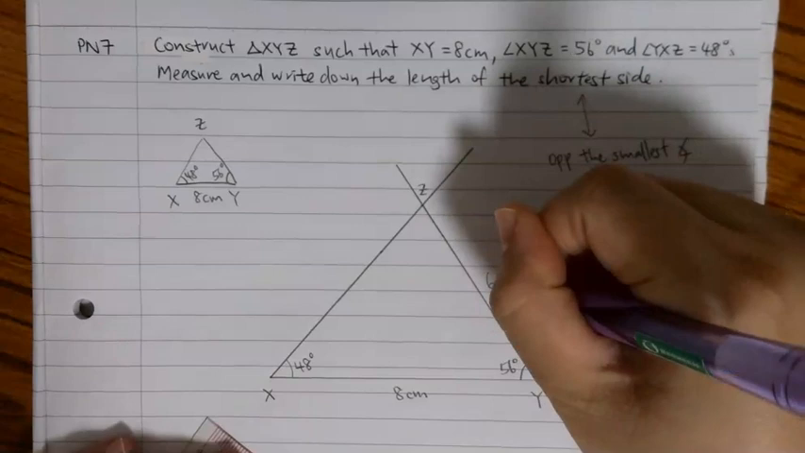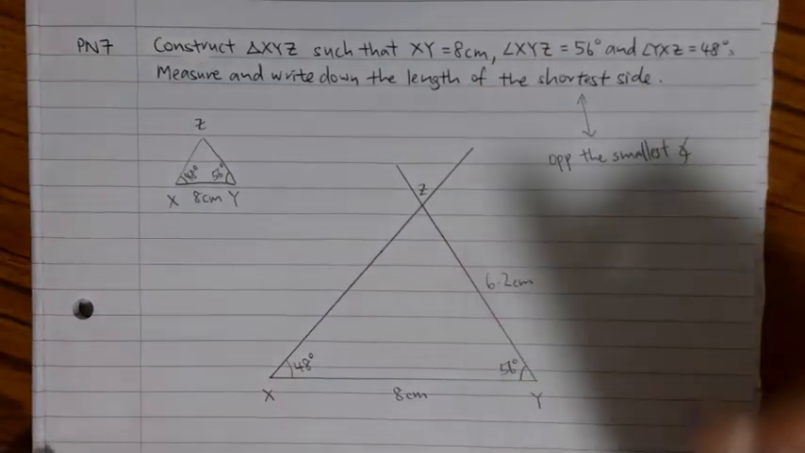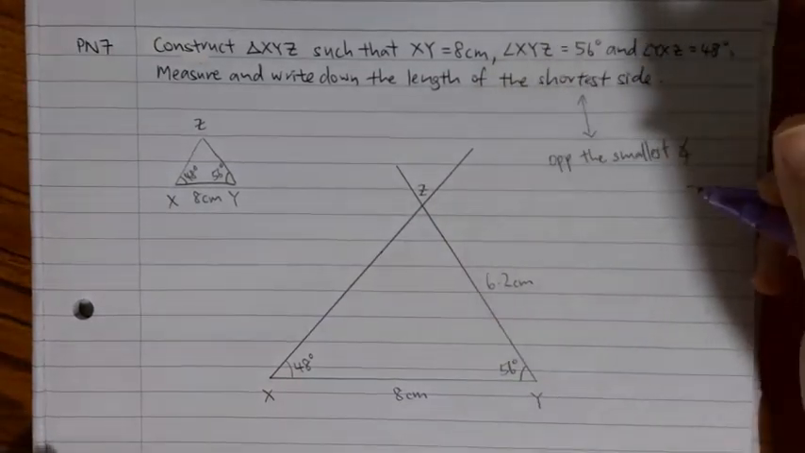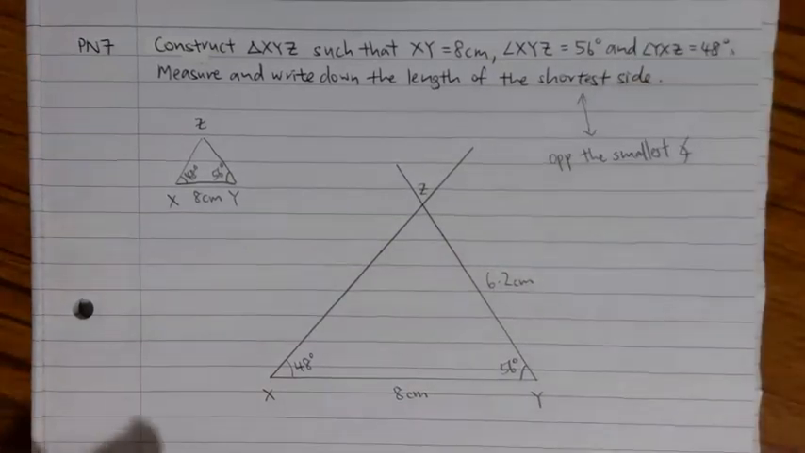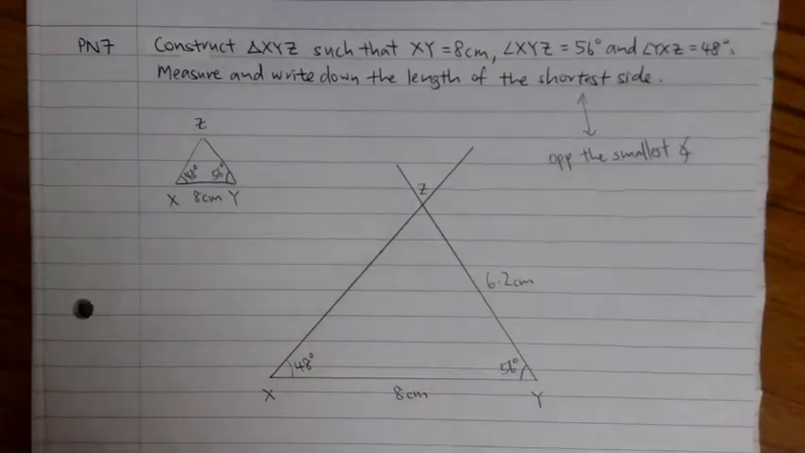So I'm going to write down, and I will answer the question that the length of the shortest side is 6.2 cm. With this, we're done with this question.